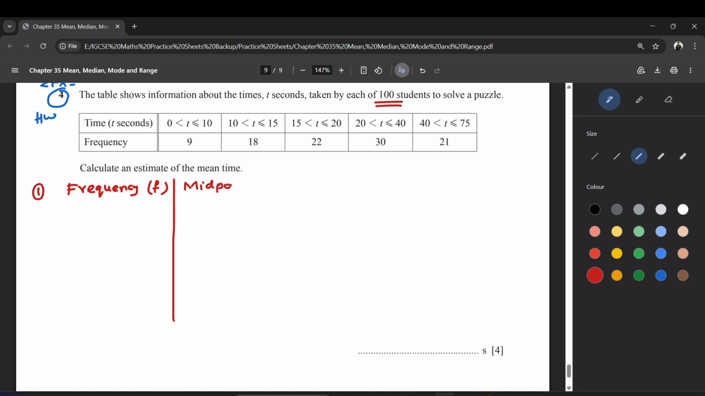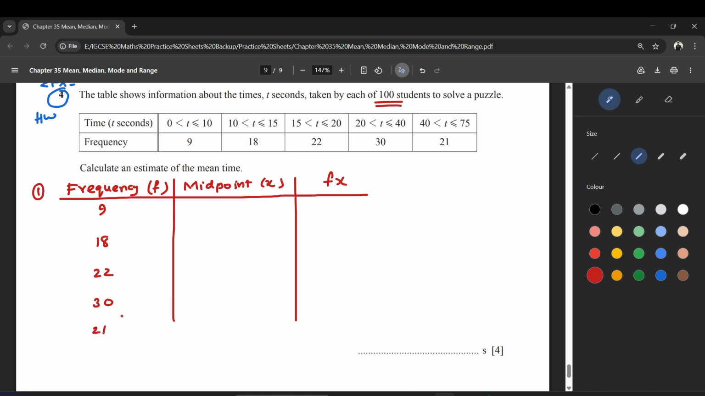Then the second column will be for midpoint, represented by x. And then the third column is going to be fx. Now the frequency values are 9, 18, 22, 30, and 21. So for 9, we have midpoint value of 0 plus 10 upon 2, that is 5.